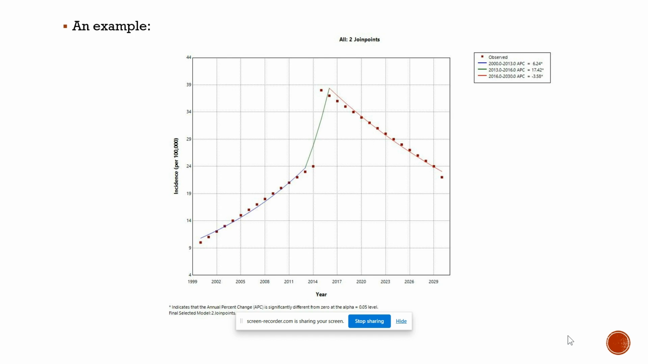In this example, as you can see, the data starts with an increasing trend and there is a change in the average, and it's followed by a decreasing trend, which has been described by three linear lines and two join points between these lines.